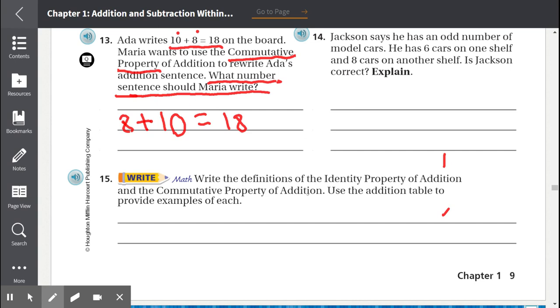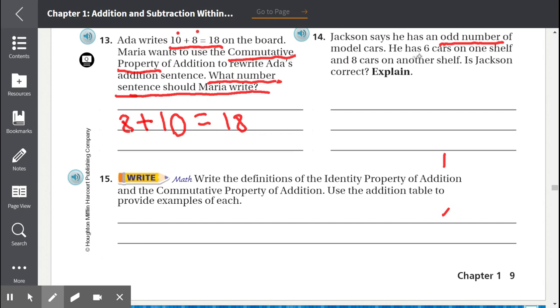Now number 14 says, Jackson says he has an odd number of model cars. He has 6 cars on one shelf and 8 cars on another shelf. Is Jackson correct? Explain. Okay, let's find all the important information. So Jackson says he has an odd number. Odd number is important. Since it's an odd number, we know it has to end in 1, 3, 5, 7, 9. So he has an odd number of model cars.